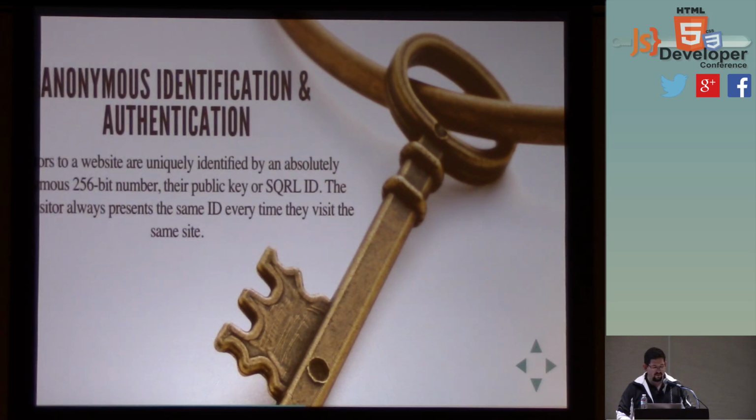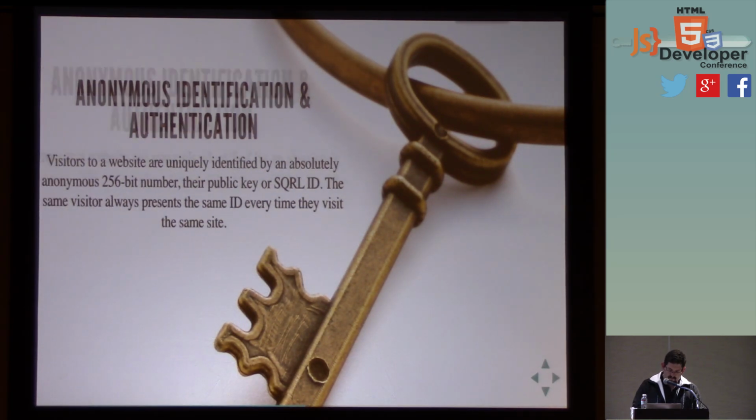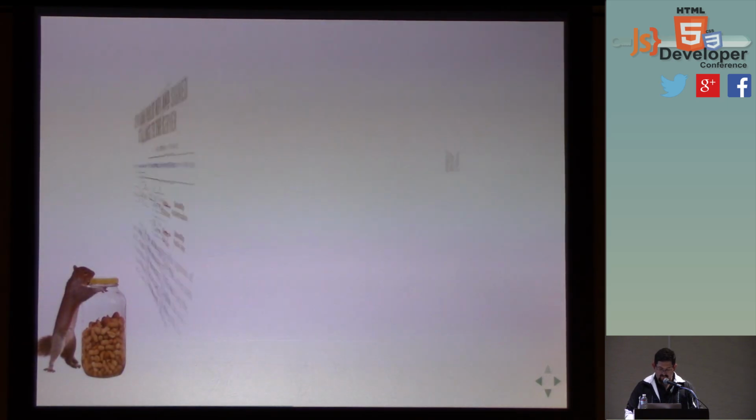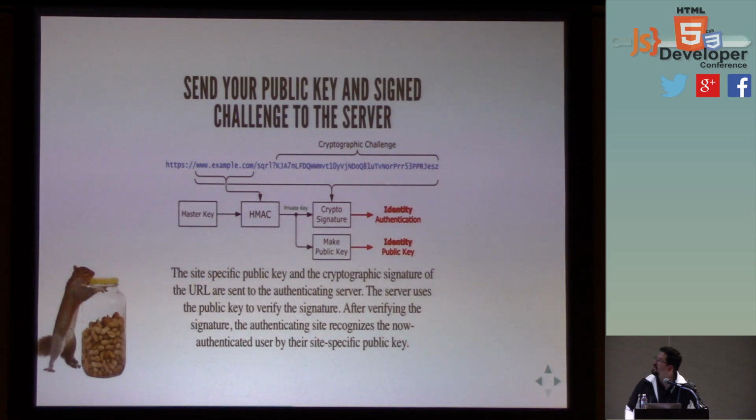So the benefits of this system, really quickly: visitors to a website are uniquely identified by an anonymous 256-bit number, which is their SQRL ID. This is actually just the public key we sent over. So when the server receives this public key, that's what's going to let them know which user it is. The same visitor, no matter how many times they come back, is always going to have the same public key generated. And the reason is that each time you run the domain and the master key through the HMAC function, you're going to generate the same key. So that same key is always going to be generated for this site.